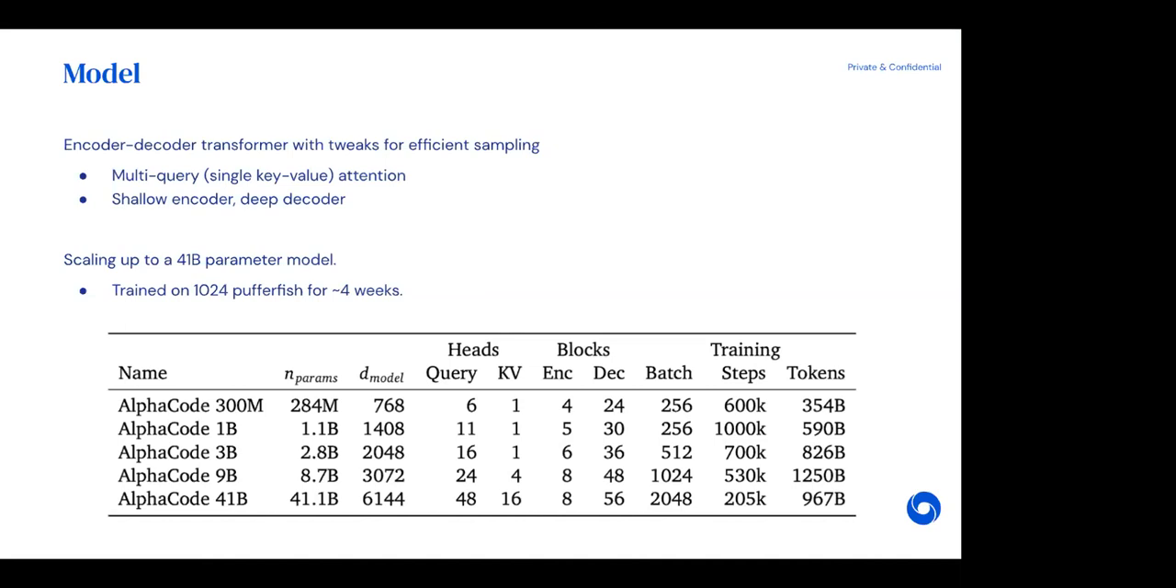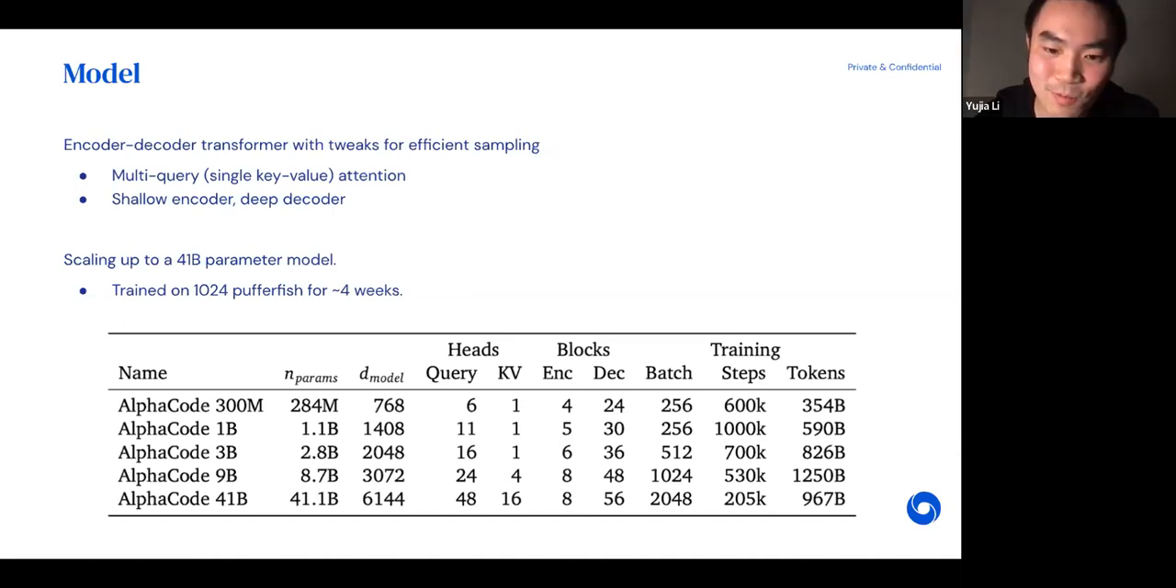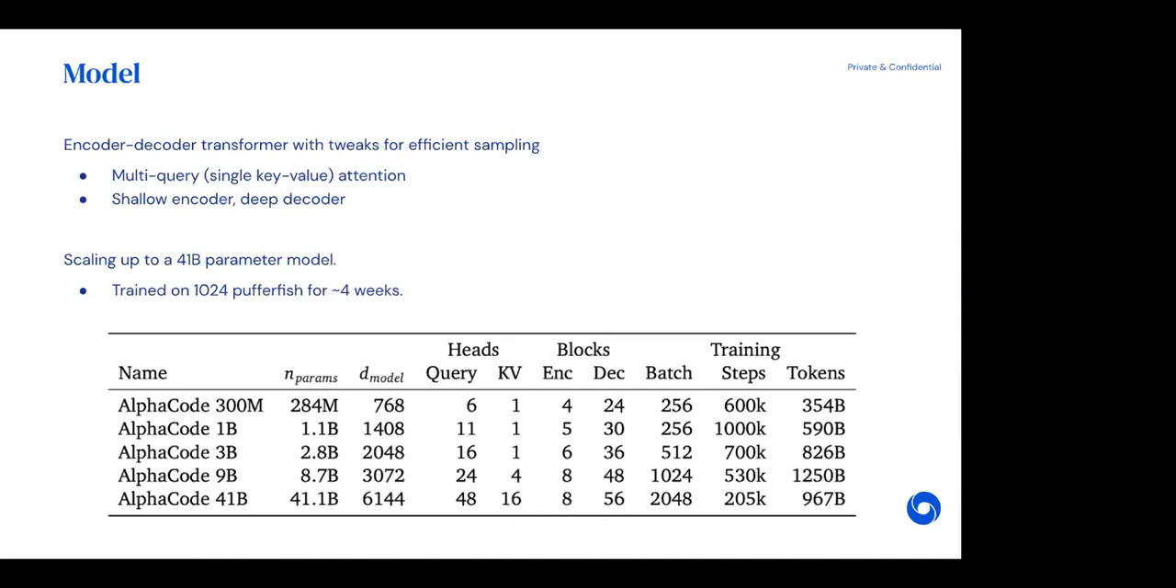I see. So that's what we mean by optimal. So for the 41B model, we haven't even reached that point yet. I see. Thank you.